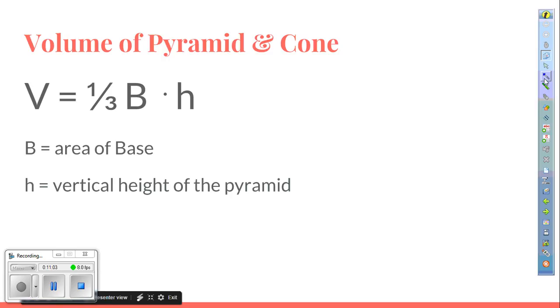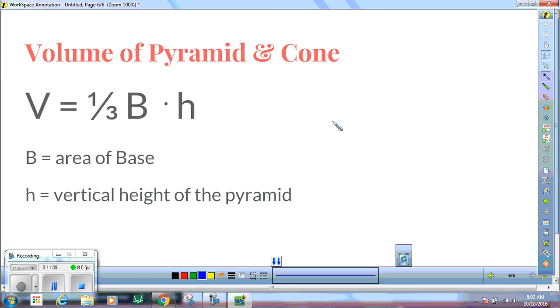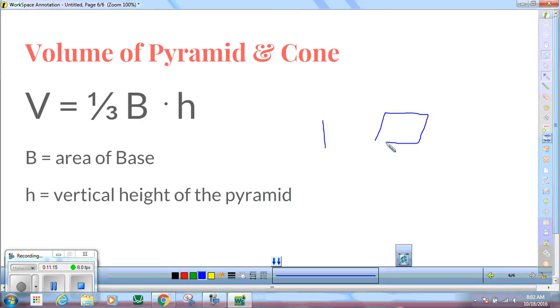Another thing to point out is that h in this case has to be the vertical height of the pyramid. Pyramids do have two heights that are associated with them. If I have a rectangular pyramid, we have the vertical height, which goes from this point down and is perpendicular to the base. So that is the height that we're talking about.